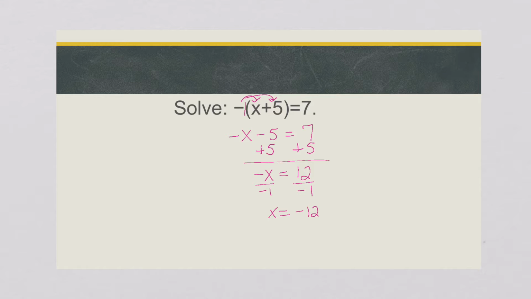So now I want to check my work. Negative 12 plus 5 is negative 7. Negative times a negative is a positive. So that is correct.